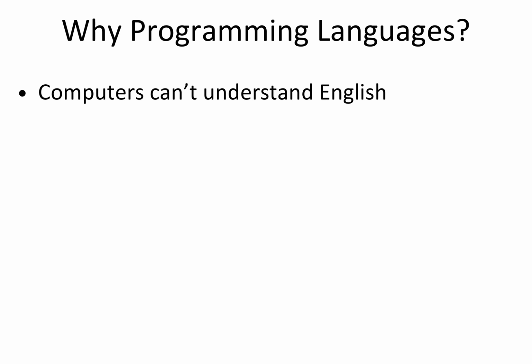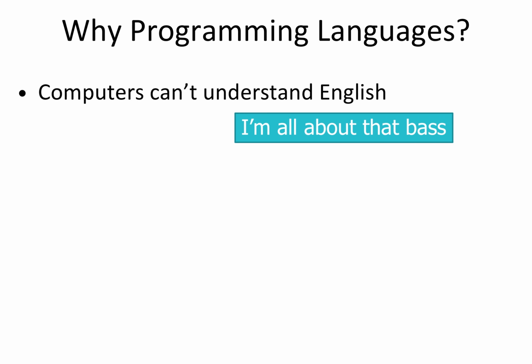So the first question is, why can't we just write programs in English? Computers don't understand English, but why not? Well, English can be ambiguous. With the sentence, "I'm all about that bass," are you an avid fisherman? Or are you all about that bass? So written English can be ambiguous.